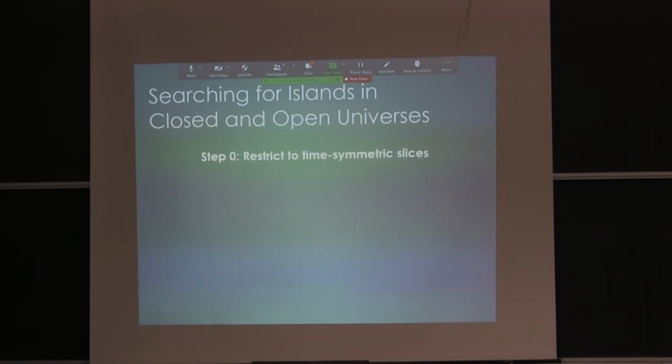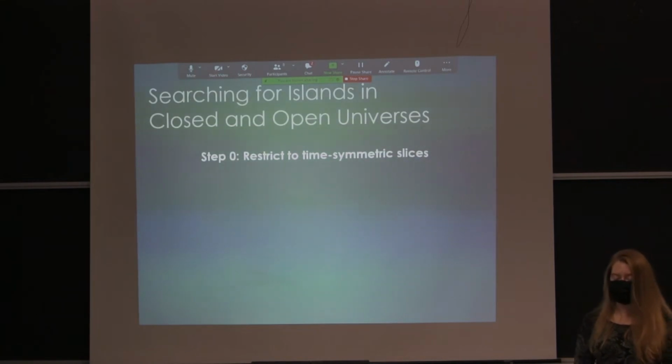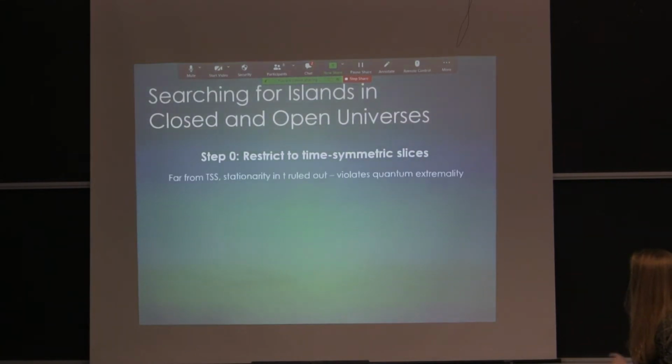So the first step in our search for islands in closed and open universes is to restrict to time-symmetric slices, slices that we're calling a turnaround time. We're doing this because it simplifies the analysis, and it should be all right because far away from the time-symmetric slice, the stationarity in the t direction is ruled out, and so that would violate quantum extremality, and you recall that we need to have quantum extremality for the islands. So we can just restrict our search to time-symmetric slices.